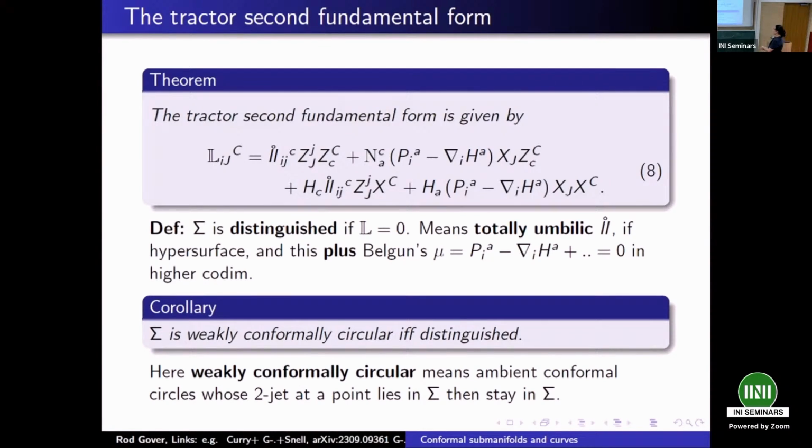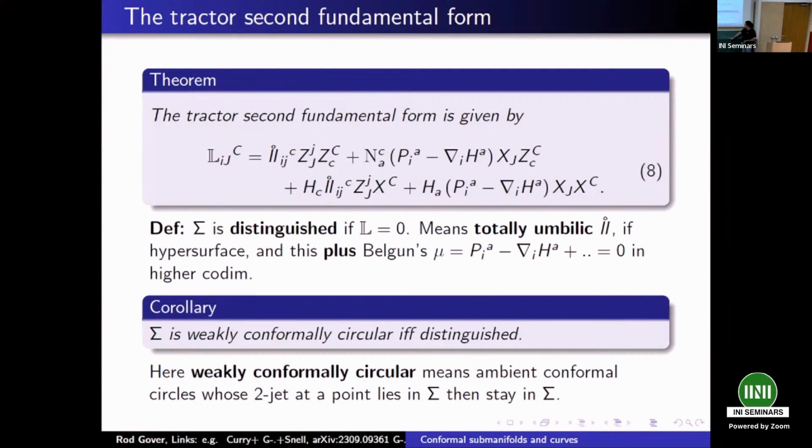So it's totally umbilic, and this other invariant due to Belgin has to also vanish, which is essentially this next slot in the tractor with a little modification, right? So distinguished is going to mean this L is 0. So why am I making this definition? Well, one application of this is to study what it means for a submanifold to be totally conformally circular.